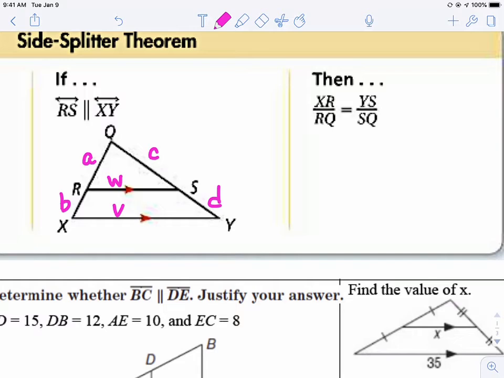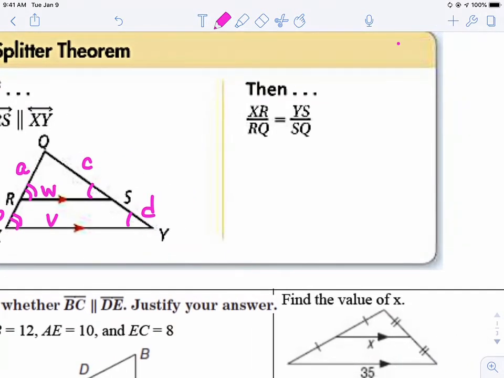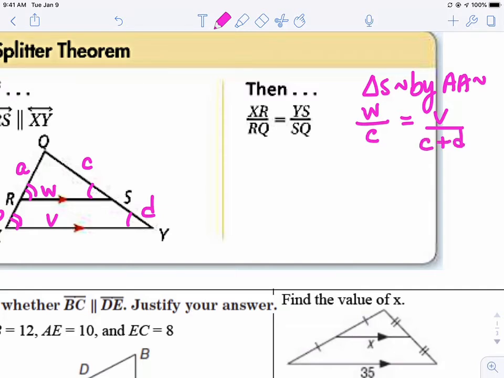So W and V will be the parallel segments, then I've got A, B, C, and D as the segments on the sides. We talked about it before in terms of, because that segment's parallel, that makes these angles congruent. So the triangles are similar by angle-angle similarity. And so we said W is to C, for example, as V is to C plus D. And we were using the whole triangle sides.